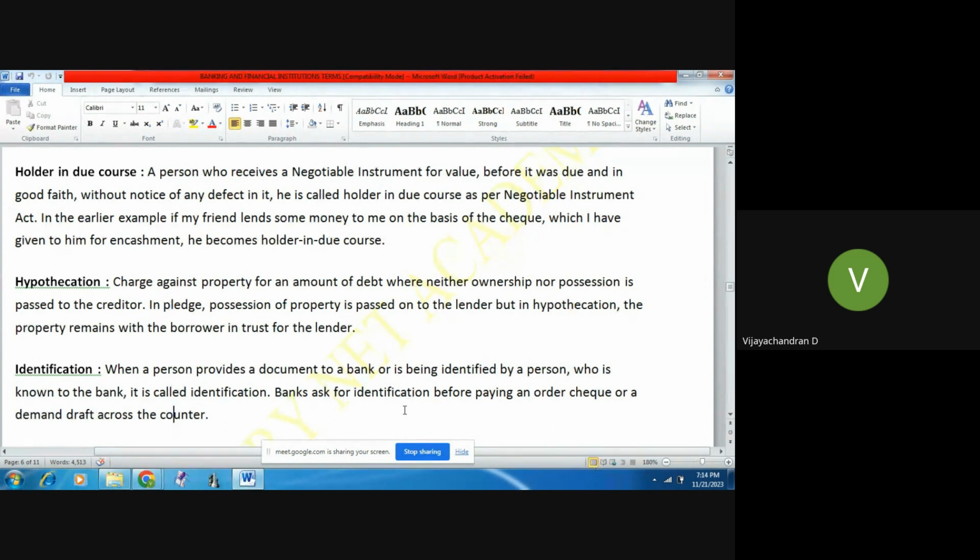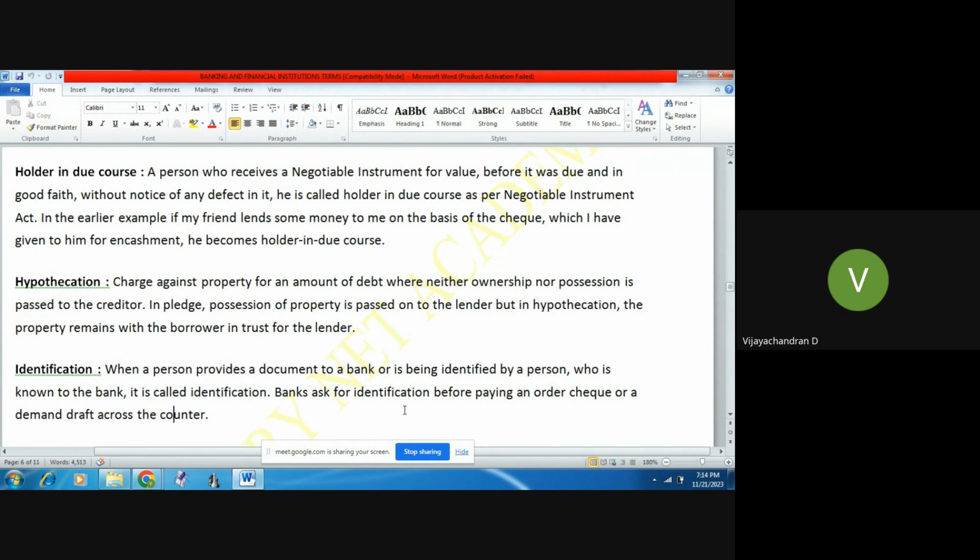Suppose you are hypothecating the auto rickshaw, the RC book will be in the hands of the lender, but the movable goods will be in the hands of the borrower. But whereas in the case of pledge, both will be in the hands of the lender. The possession will be in the hands of the lender.